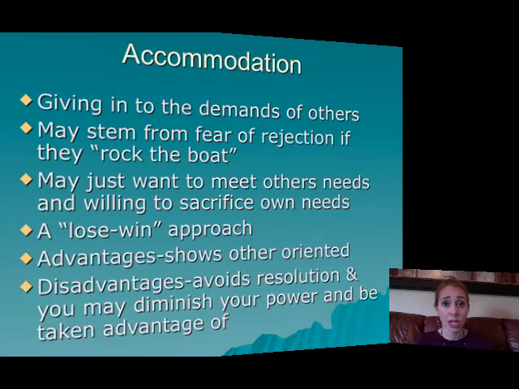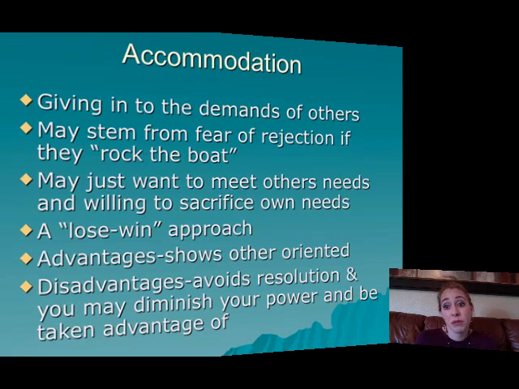Okay. Accommodation, the second A. If you think about someone who accommodates you, they give in to you. So giving in to the demands of others. If that's your style, if you are an accommodator, you give in to the demands of others in conflict. And this can stem from the fear of rejection and that fear of rocking the boat. And so that can be your motivation, or that can be your experience that if I rock the boat, really bad things happen, so I'm just going to make sure that other people are happy, and that's fine.